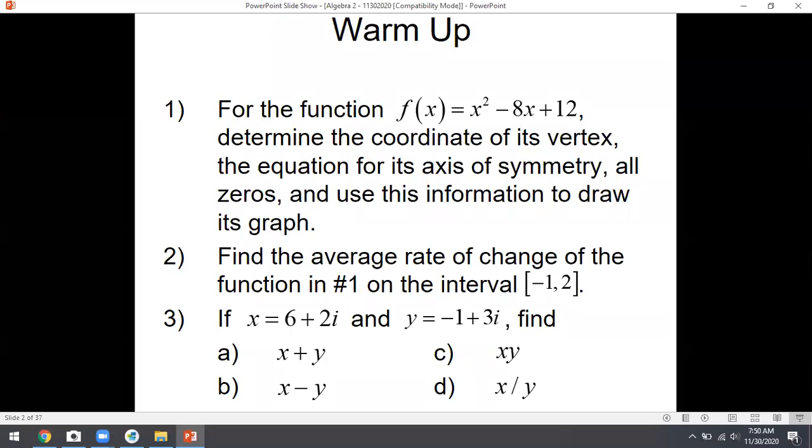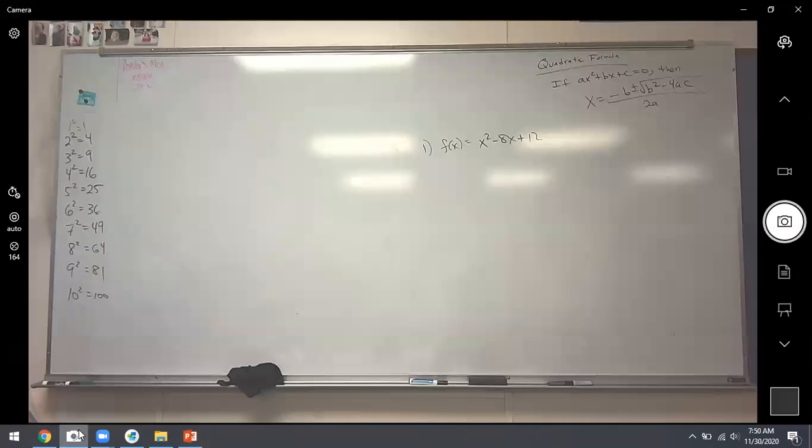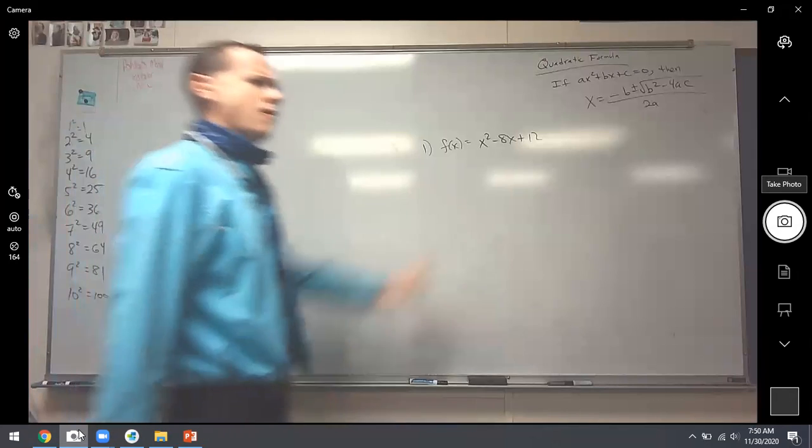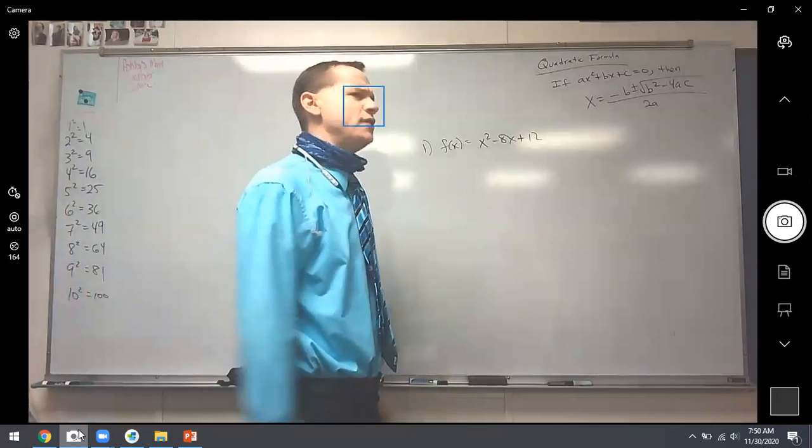So work today, way back to the beginning of the unit stuff. So they gave you a function, f of x equals x squared minus 8x plus 12. And they want you to find where its vertex is, the axis of symmetry, and all the zeros while we're at it also. Okay, so this is a good review of everything. First off, how do you find the vertex?